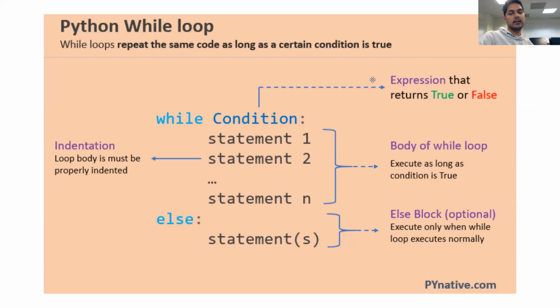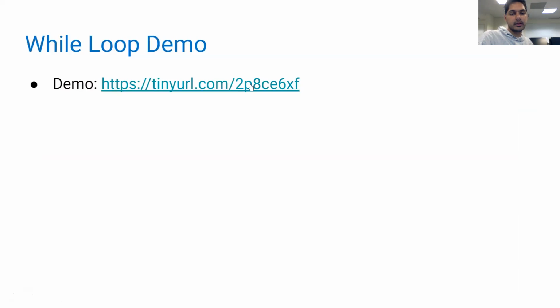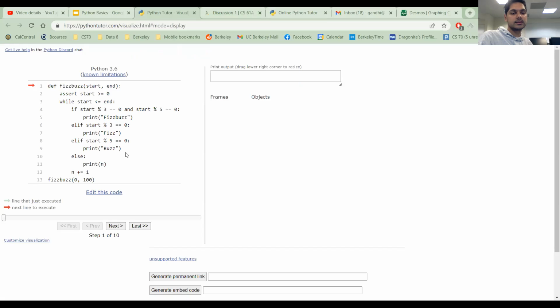So this is how it looks syntactically, or grammar-wise. While this condition is true, we're going to perform the body of the while loop, and if it's false, we're going to exit out immediately. The else block nobody really uses. I don't know what that's about, but let's look at a demo of what this is.